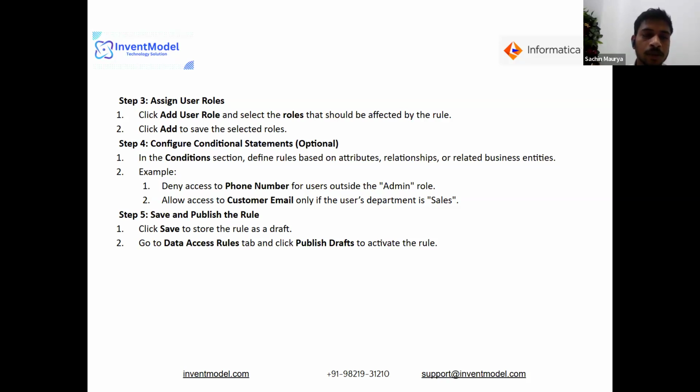We simply click save to store the rule as a draft, and we can go to the data access rule again and publish the draft to activate that rule. So I think we have concluded all the points related to the attribute level access rule and the data access rule.